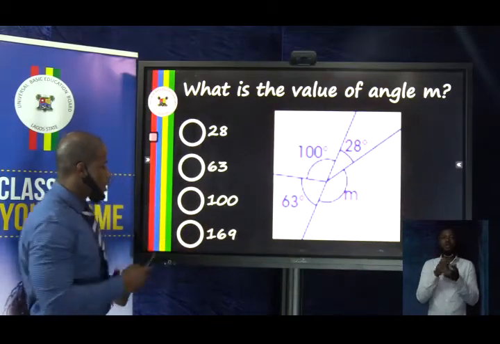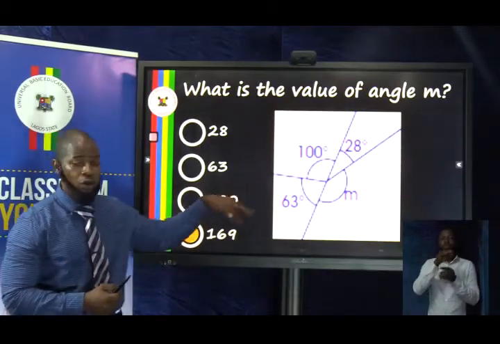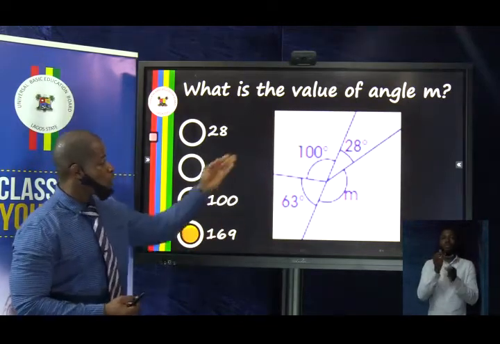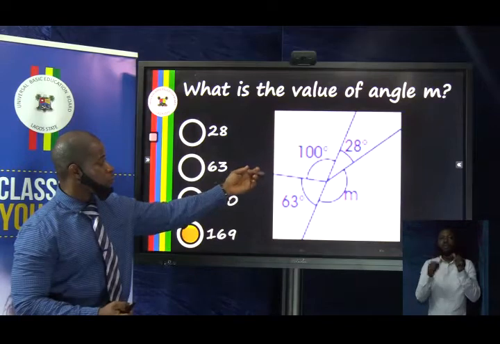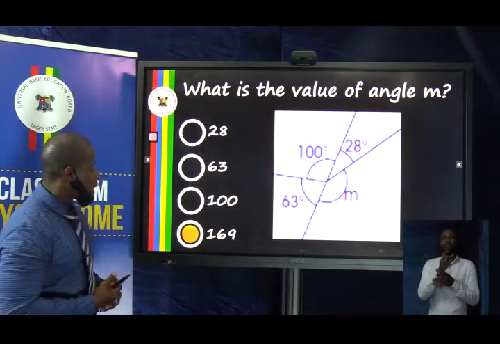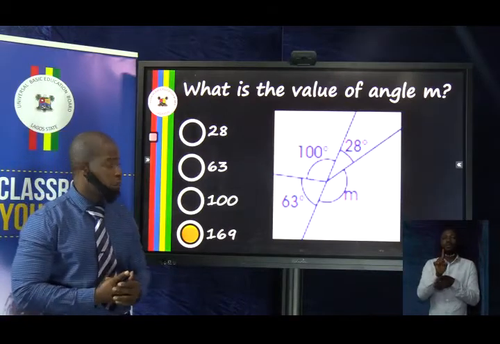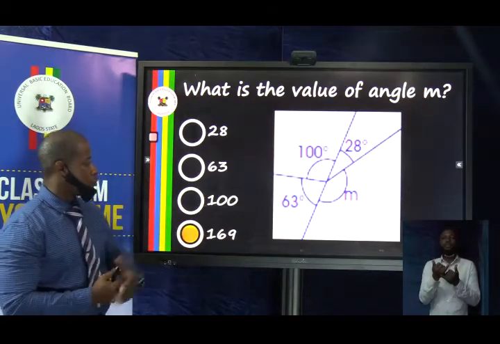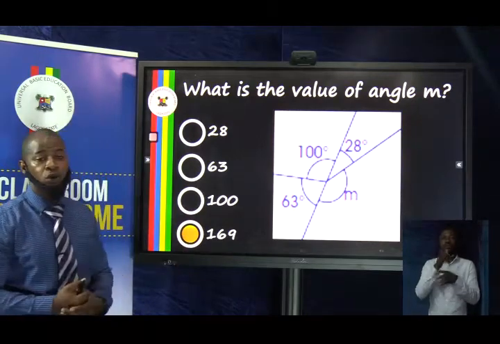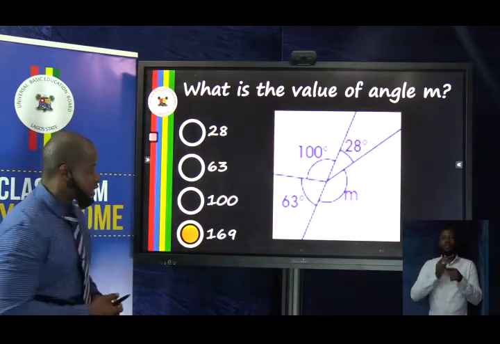It should be 169. That is true because angles around the point must add up to what? To 360 degrees. So if we add up all these angles, we have 100 plus 28, that's 128, then plus 63, that is 191. Now, if we subtract 191 from 360, we will get 169, my friend. Let us move on.